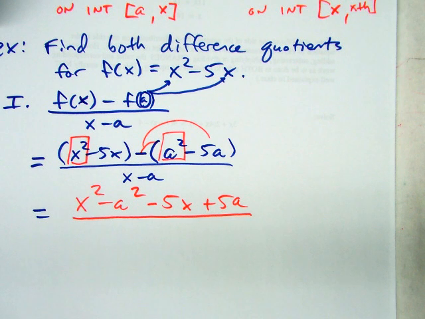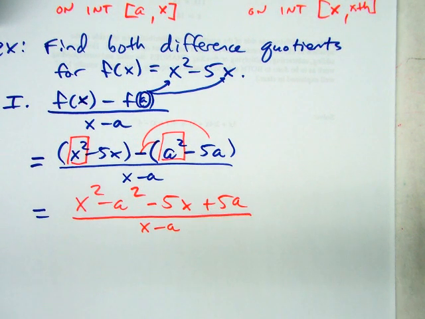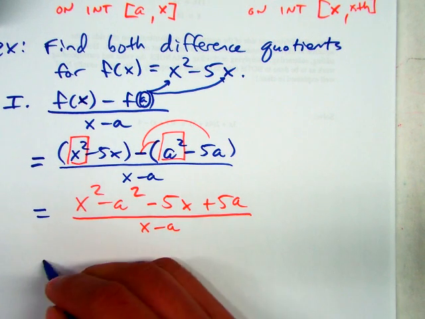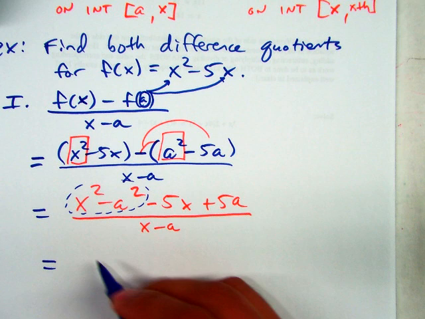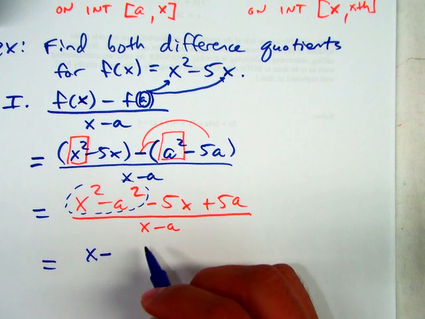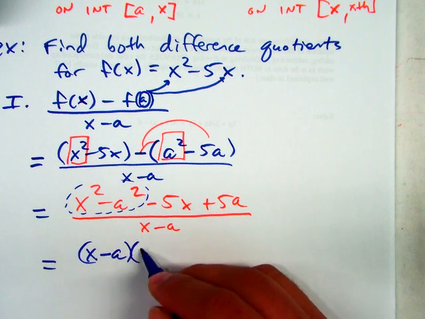Remember I said stuff should always kind of cancel out, but I don't see anything yet. You got factor, right? Yes, factor by grouping. How do I factor this first part? Square. Yes, x minus a squared. It's not x minus a squared, you're close. x minus a, x plus a. Yeah, it's a difference of squares.